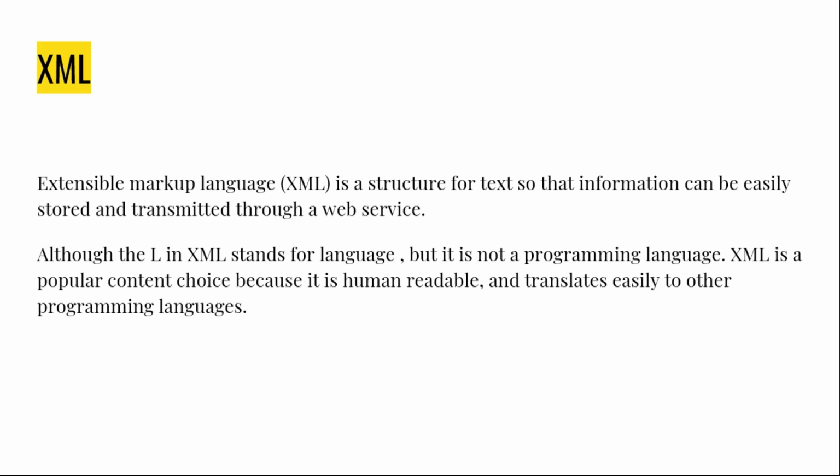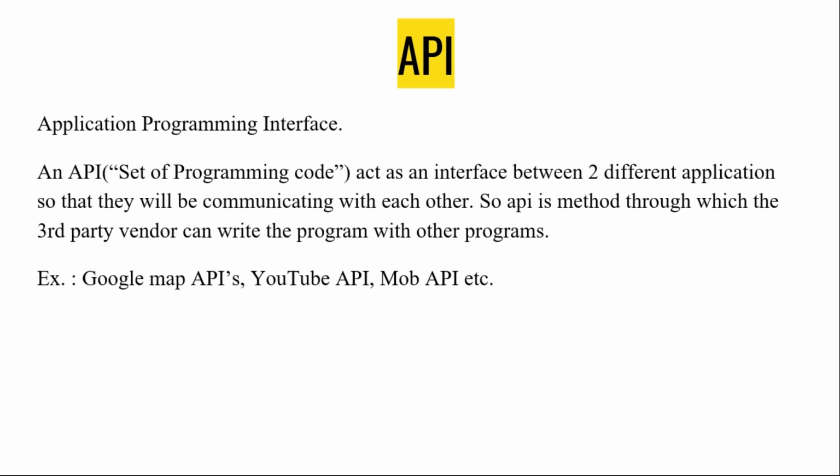API does the same thing. So here API acts as an interface between two different applications so that they can communicate with each other. So API is a method by which the third party vendor can write the program with the other programs.